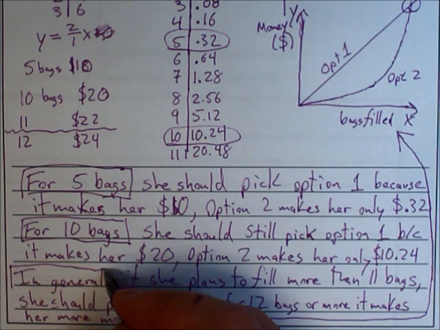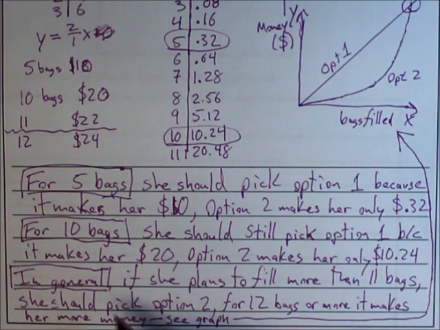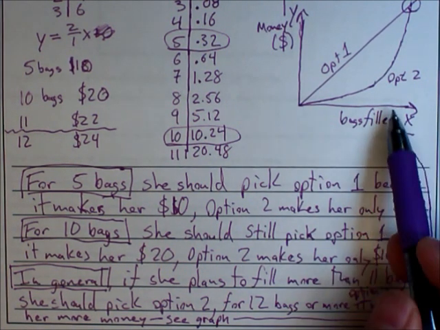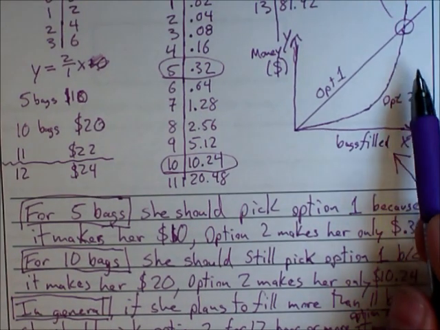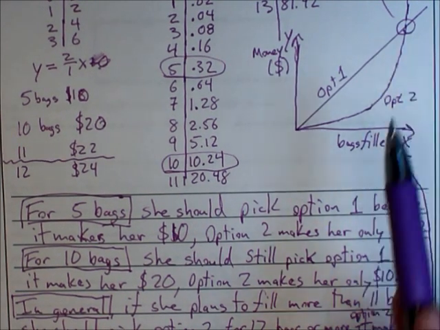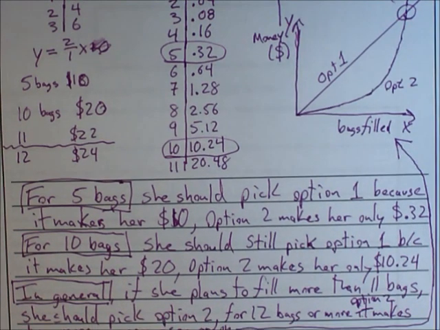And then the answer to the third question, in general, if she plans to fill more than 11 bags, she should pick option 2. For 12 bags or more, I'm going to make that option 2 to be really specific, makes her more money. See the graph. So I just pointed the reader back to the graph showing where option 2 takes over option 1.